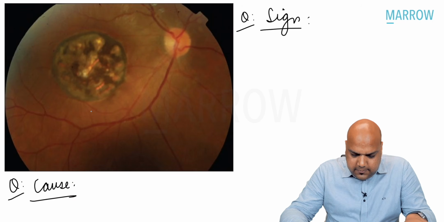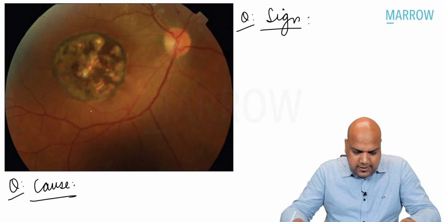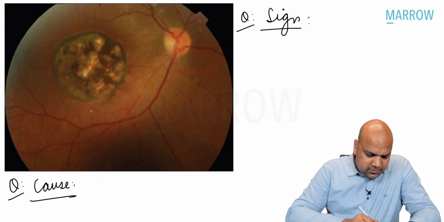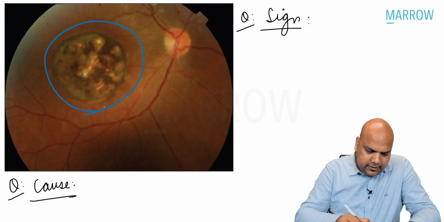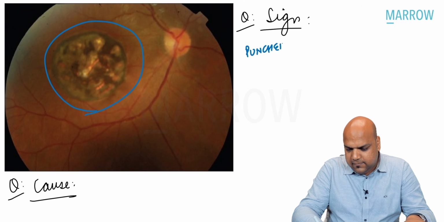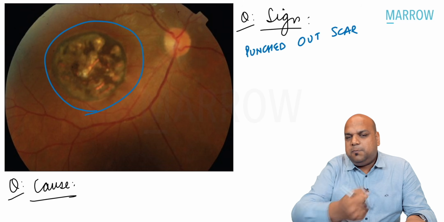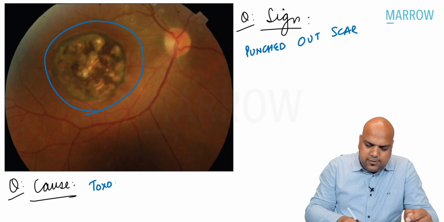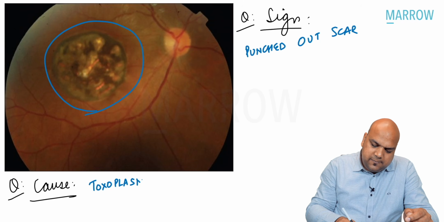Next image, again a fundus image for us. In this fundus image, what do we see? We see some kind of a volcano burning with some lava forming. That is what it looks like to me. No, it does not look like that to me. It looks like a punched out scar. As simple as that. Yes or no? It's a scar and it has been punched out. Now, as soon as I see a punched out scar, there is only one diagnosis: toxoplasmosis.